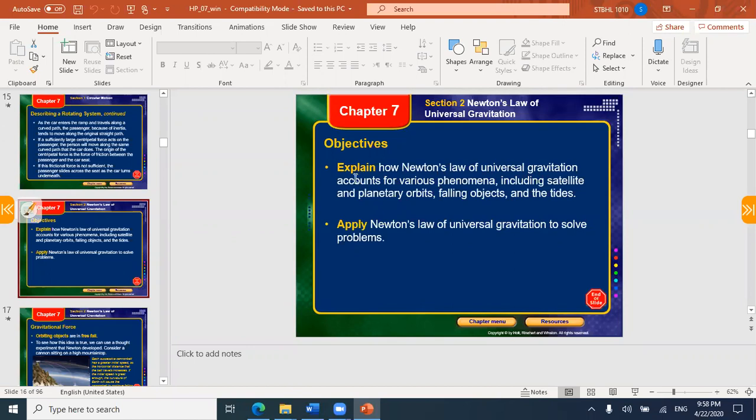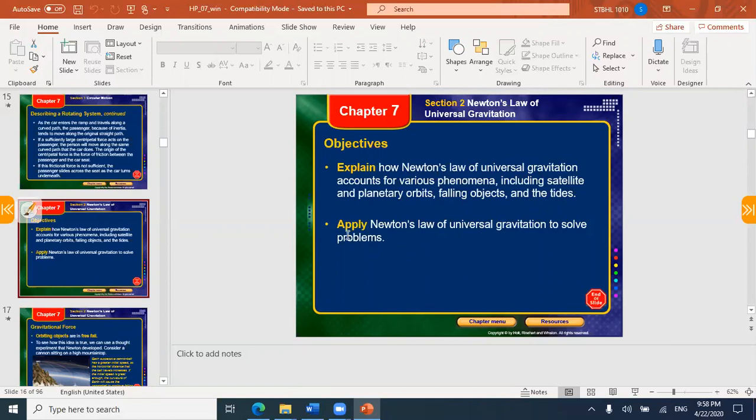The first objective: the students must know how to explain how Newton's law of universal gravitation accounts for various phenomena, including satellites, planetary orbits, falling objects, and the tides. Like, how is the satellite orbiting the Earth? Why doesn't it go away from the Earth? Why doesn't it fall down towards the Earth's center? Also, planetary orbits: why are planets not attracted towards the sun like this? And then, why are there tides?